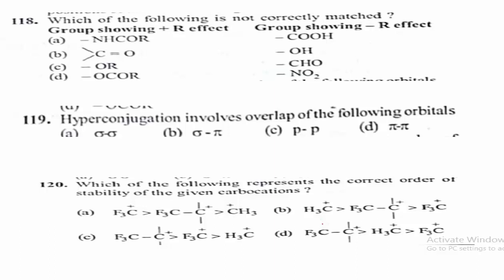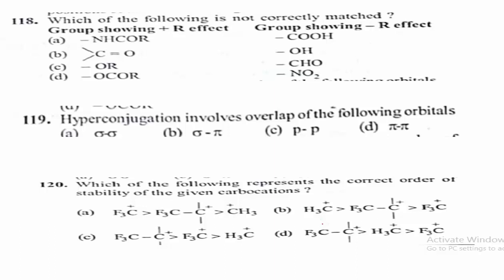Next question number 118, students. Which of the following is not correctly matched? Group showing positive resonance effect, group showing negative resonance effect. Students, observe the given options carefully. Option A, NHCOR positive R effect, means positive resonance effect. COH group, negative resonance effect.